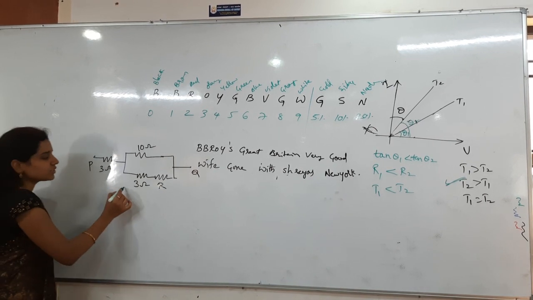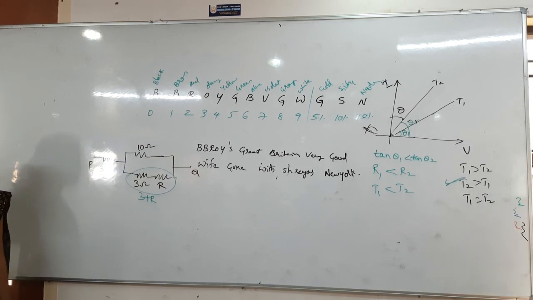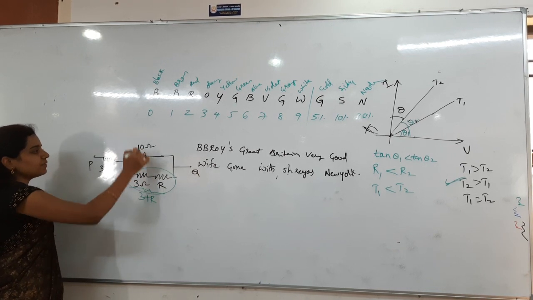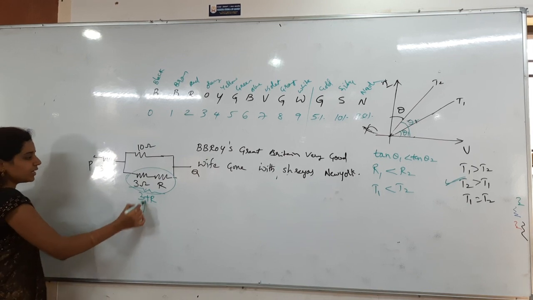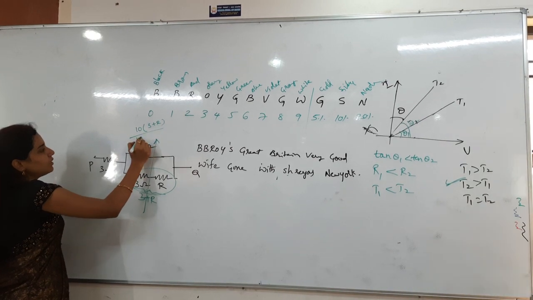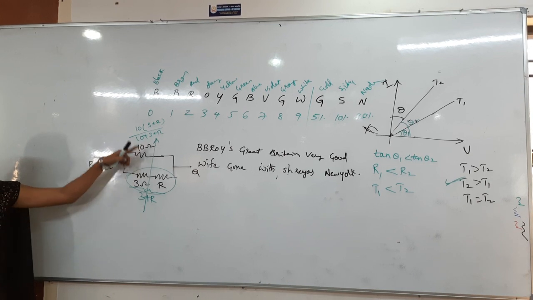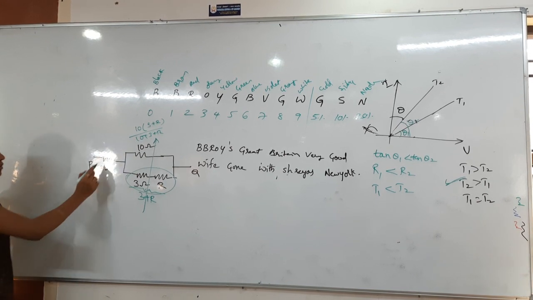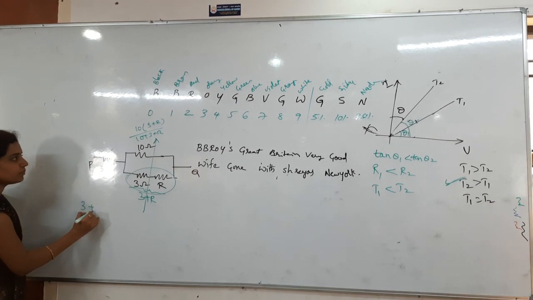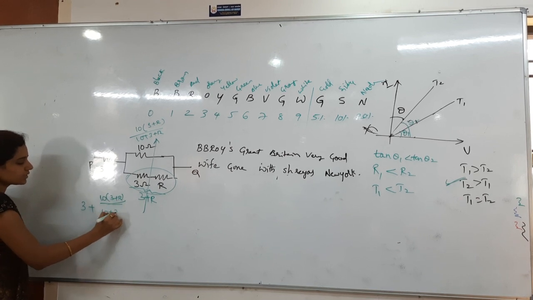For that, these two are in which combination? Series combination, nothing but simply 3 plus R. Now this 3 plus R is in parallel with which one? 10 ohms here. Whenever I make it parallel, what will we get here? 10 into 3 plus R by 10 plus 3 plus R. Parallel combination, right? R1 R2 by R1 plus R2. Then now these two are in which combination? Series combination. Series, nothing but 3 plus 10 into 3 plus R by 10 plus 3 plus R.